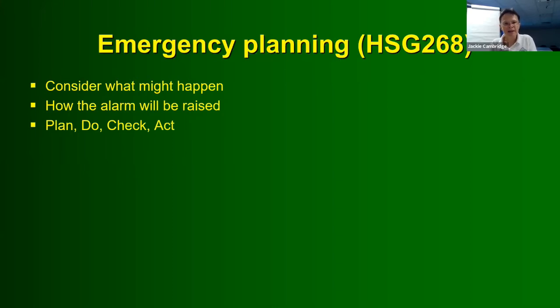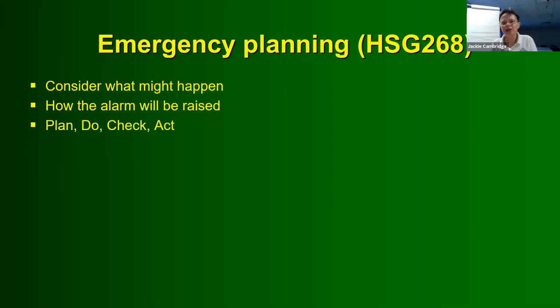We have plan, do, check and act. So where have we seen that before? Where does plan, do, check and act come from? What is it? Where would you see that? In the risk assessment?